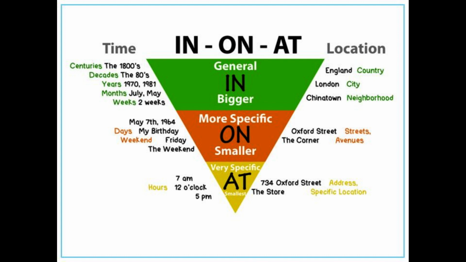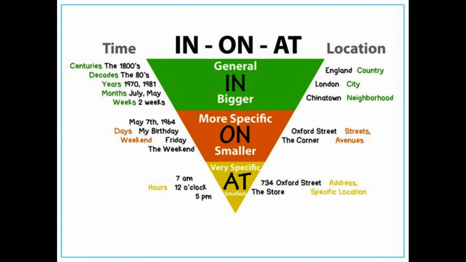Then we come to the preposition at. We use at for very specific or small details. With regards to time, we use at to express hours, for example, at 7 a.m., at 12 o'clock, at 5 p.m., etc. And we use at to express location as well, for example, at 734 Oxford Street or at the store.